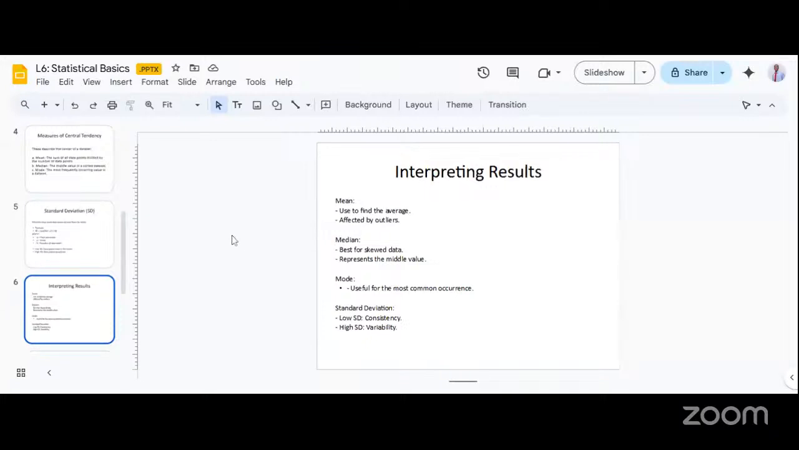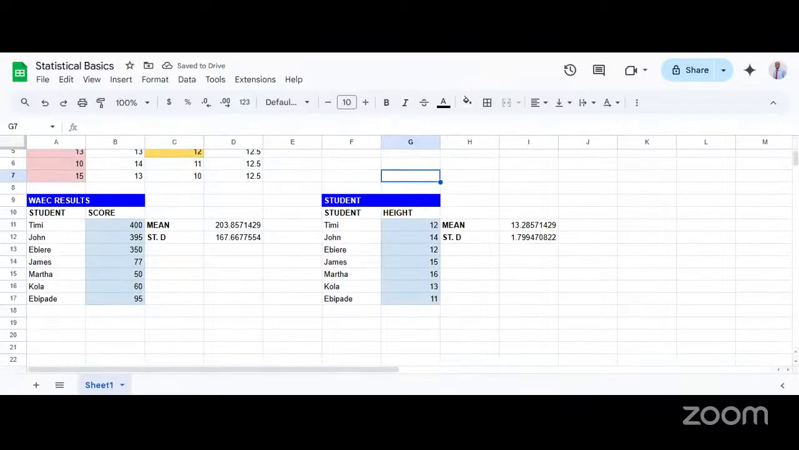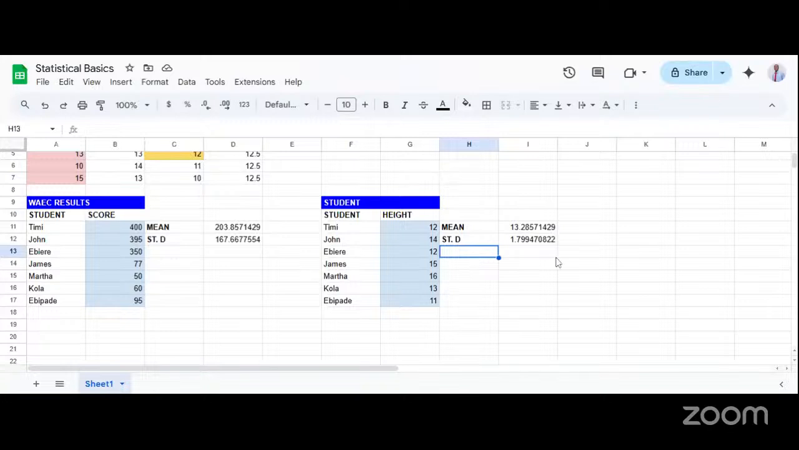So after learning how to do this analysis, take notes, how do you get to interpret it? Okay, before we get here, let's just go back to this.